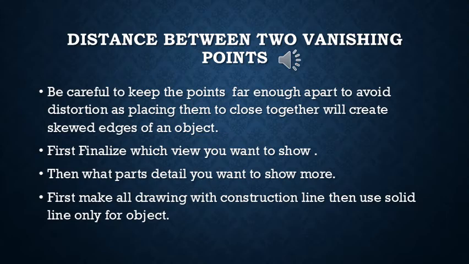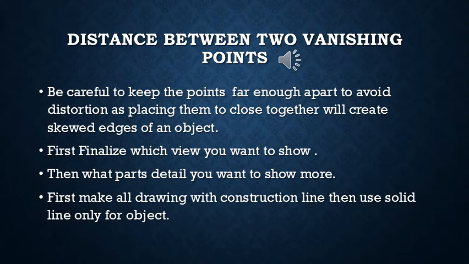The most important rule is to have very far vanishing points. Both vanishing points should be far away from each other. The closer the vanishing points are, the more distorted an image they will create, and that's why we are going to have them very far away from each other, but we have to take them on one line, which is the horizontal line.